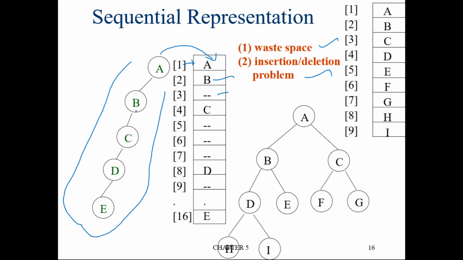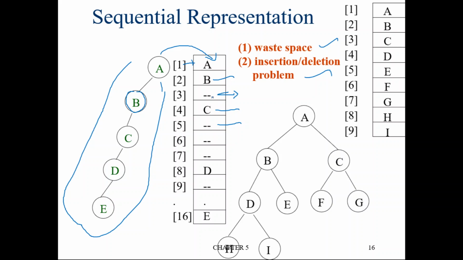Then come to the left child of the root node. What is the left child of the root node? B. B is already entered. Is there a left child for B? Yes. Fill up here. Is there a right child for B? No. So leave it empty. Now you are done with the left child of A. Now go to the right child of A. Is there a right child for A? There is no right child. So that is what we have mentioned here.